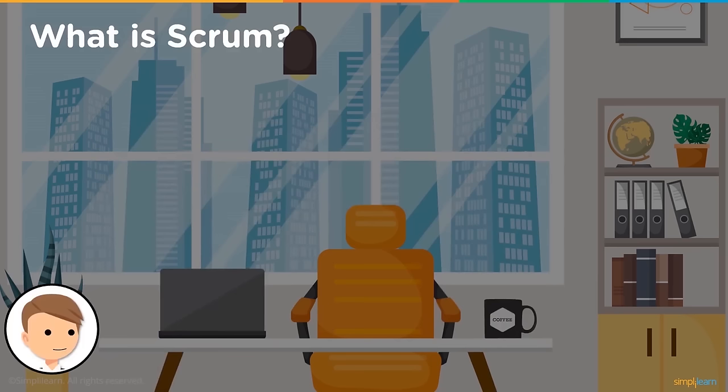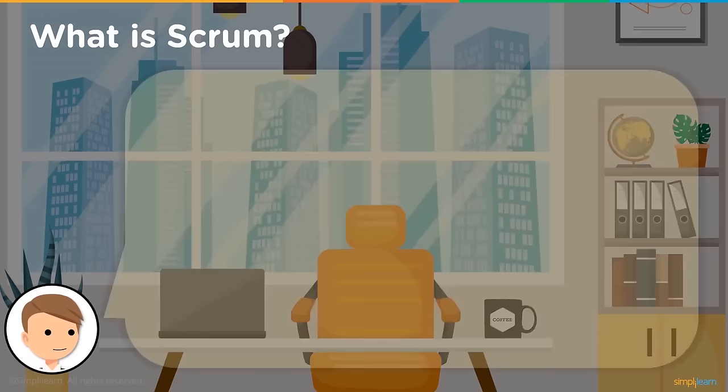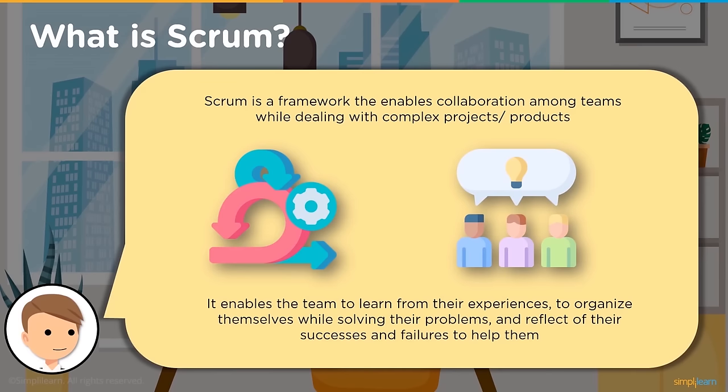First, let's talk about Scrum. What exactly is it? Scrum is an extremely popular agile framework which enables teams to work together while working on a complex project or a product. Scrum helps teams to self-organize, to learn from their experiences, and to reflect on their victories and losses for improvement. Although commonly used in software development, the concept of Scrum can be applied to any kind of team. It's basically a collection of meetings, tools, and roles that help the team structure and manage their work.